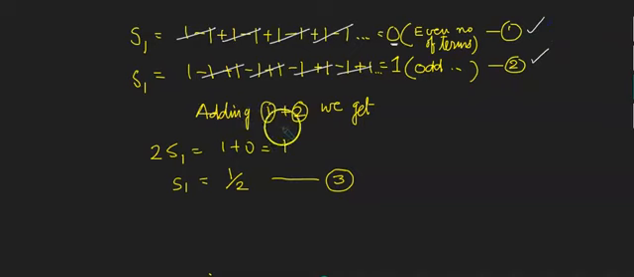Now adding 1 and 2, we get 2S1 equals 1 plus 0, which is 1. So S1 is equal to half. Let us call it equation 3.